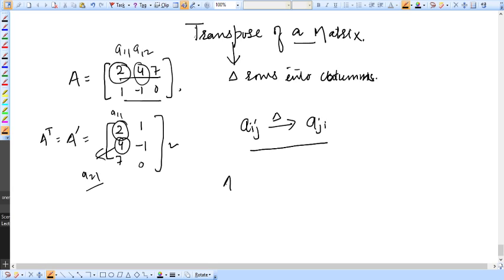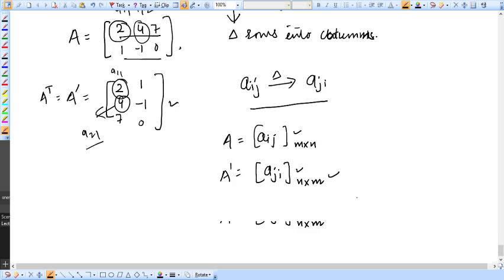If A is equal to aij, then A prime is equal to aji. Okay, and if the order of this matrix is m by n, then the order of A transpose would be n by m. So this is the transpose, right? Some properties of the transpose.